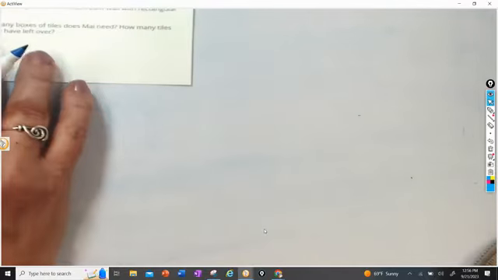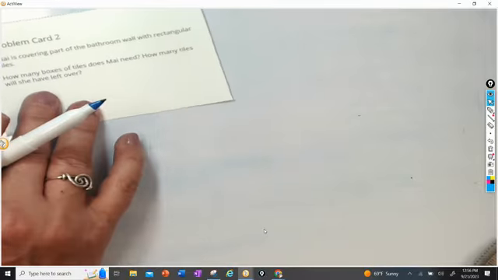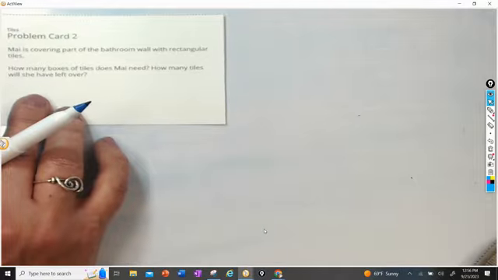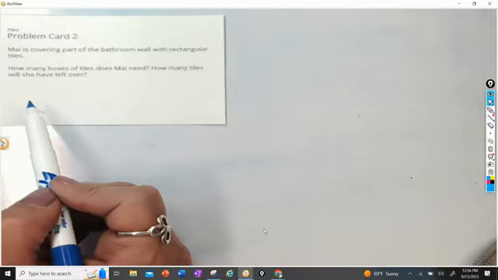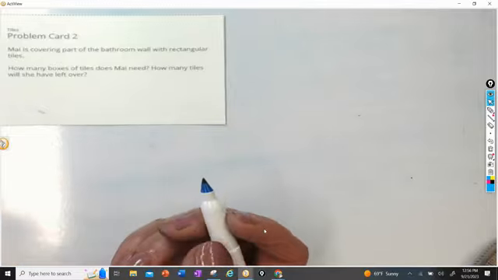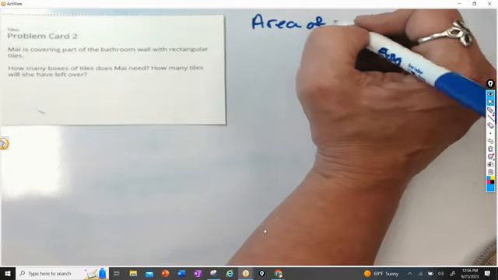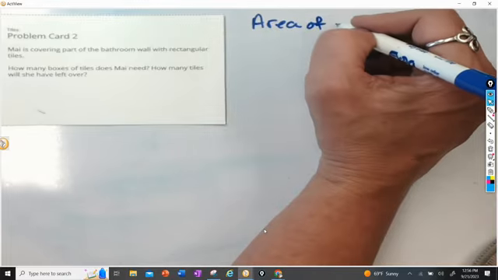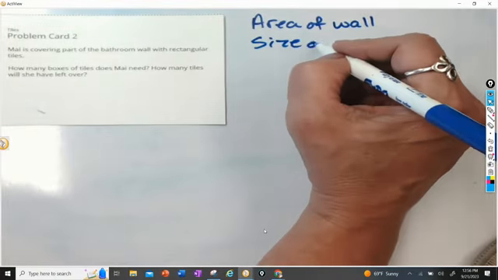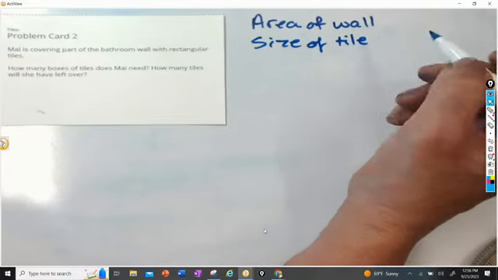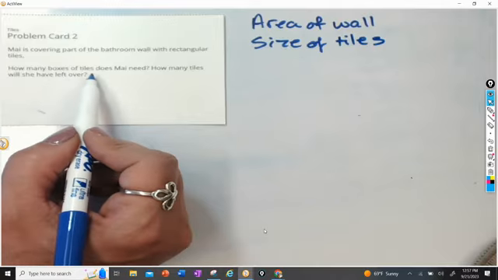Problem number 2 asks, Mai is covering part of the bathroom wall with rectangular tiles. How many boxes of tiles did Mai need, and how many tiles will she have left over? Well, again, I'm going to need to know the area of the bathroom wall, right? Area of the wall. I need to know the size of the tiles. And this one's weird because it's not asking me how many tiles, it's how many boxes of tiles.